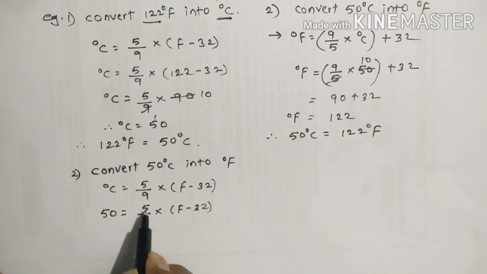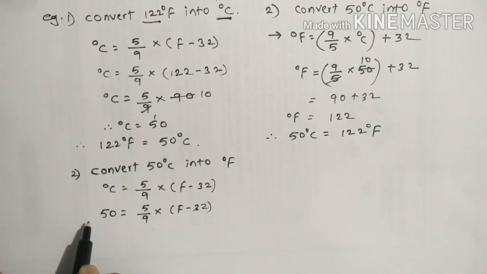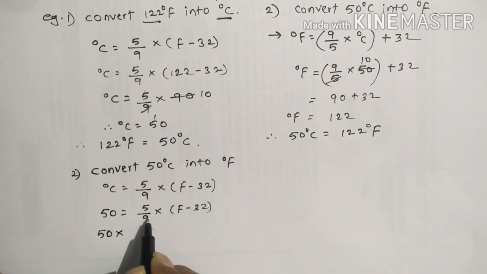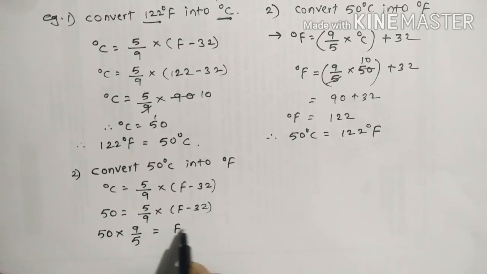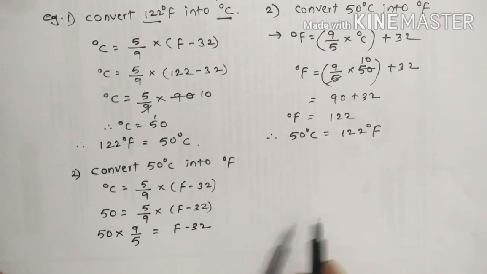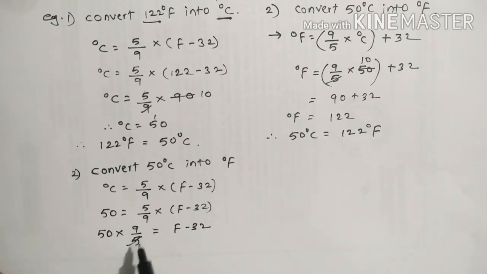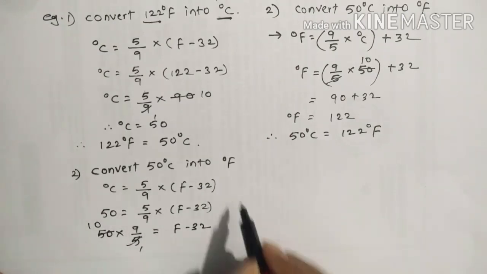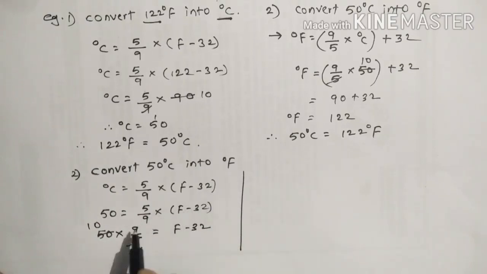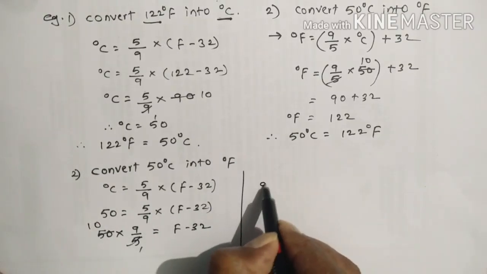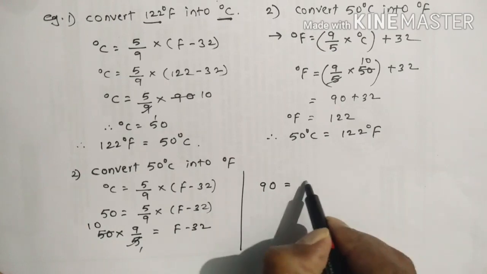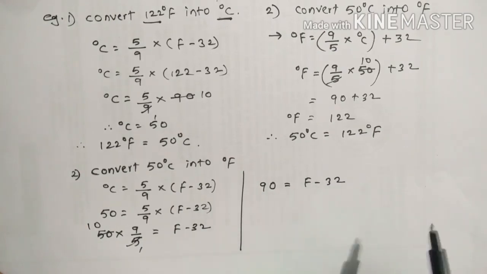If we want to change the place of 5 by 9 towards the LHS of the equation, then it will be like this: 50 multiplied by, we will get its reciprocal, that is 9 by 5. Now what remains is F minus 32. Now we know that 5 ones are 5, 5 tens are 50, and here also 10 into 9, that is 90, is equal to F minus 32.